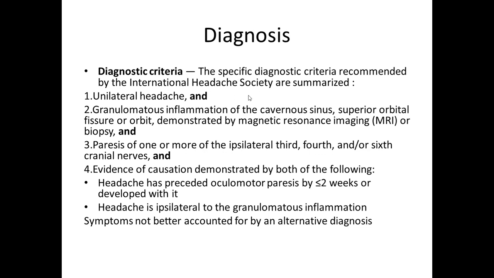The International Headache Society has given specific diagnostic criteria for Tolosa-Hunt syndrome. One is unilateral headache, and there should be granulomatous inflammation of the cavernous sinus, superior orbital fissure or orbit, demonstrated by MRI or biopsy, and paresis of one or more ipsilateral third, fourth, and or sixth cranial nerves, and there is evidence of causation demonstrated by both of the following: headache has preceded oculomotor paresis by less than or equal to 2 weeks, or developed with it. Headache is ipsilateral to the granulomatous inflammation, and symptoms are not better accounted for by an alternative diagnosis.